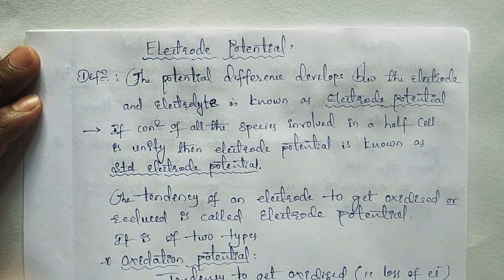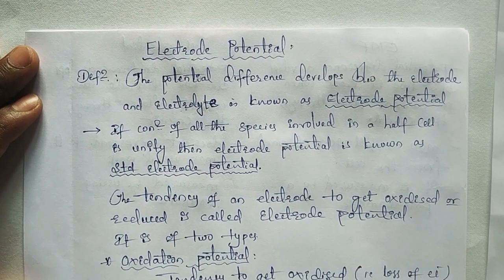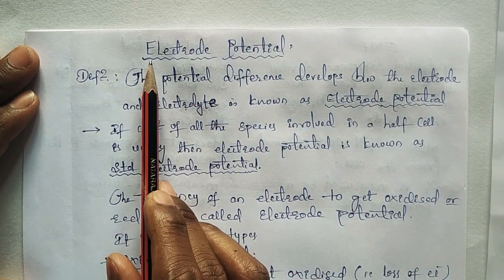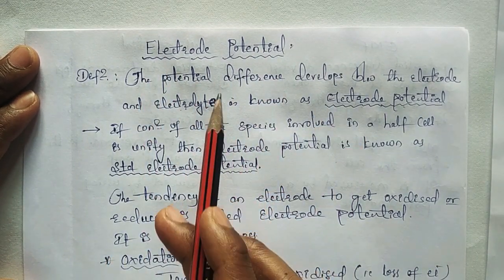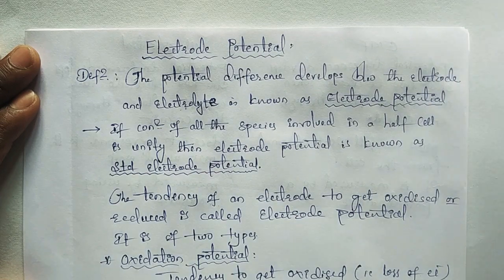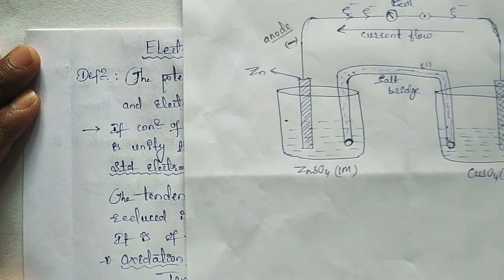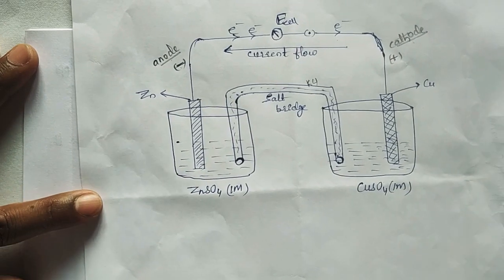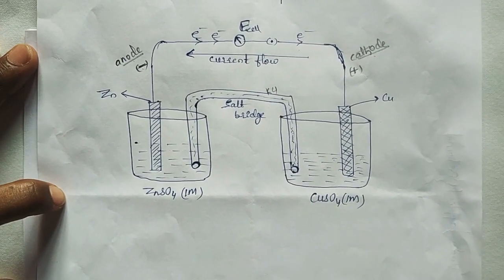In the last sessions we have completed the Daniell cell, that is construction and working. In today's session we will discuss the electrode potential. So before going to discuss electrode potentials, let's have a look at the last concept, that is construction and working of the Daniell cell.